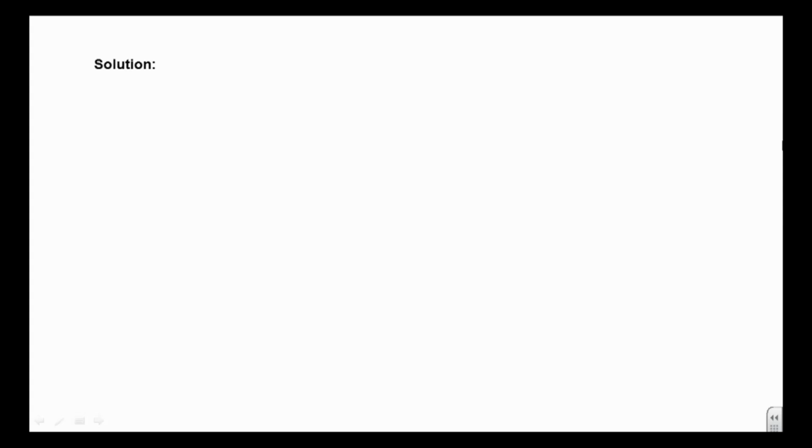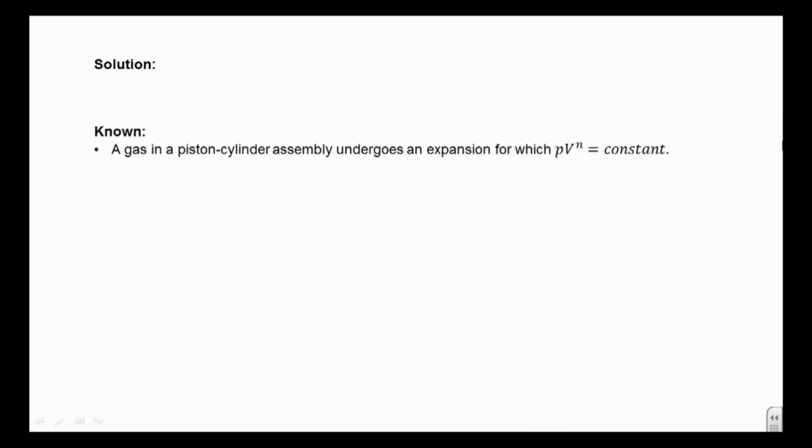Let's start to develop the solution. The first thing we do in any problem solution is to summarize what is known. This is essentially the same information we highlighted in red in our critical read of the problem statement, in a bulleted list format. A gas in a piston cylinder assembly undergoes an expansion for which PV^n is equal to a constant. The next thing is to summarize what we have to find. This is again the same information we highlighted in green, presented in a bulleted list format. For each of the three values of n provided, namely 1.5, 1, and 0, evaluate the work.